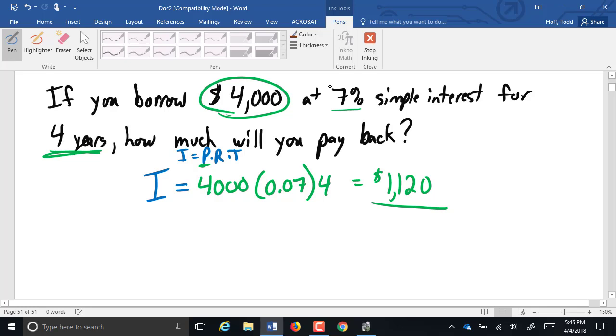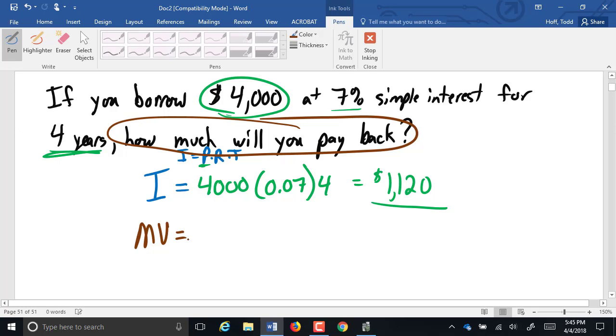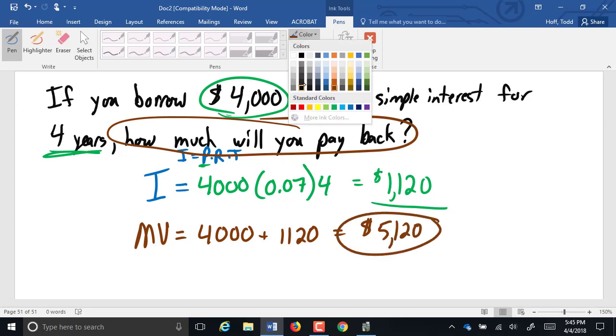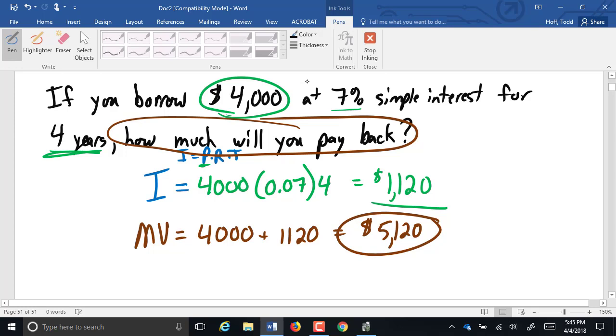So that's the dollar amount of interest. Did we ask for the amount of interest? No, we asked how much will you pay back? That's the maturity value. It's your principal of 4,000 plus the 1,120. $5,120 is what you'll pay back. Not so bad? No, I heard you say, nope, that's it.